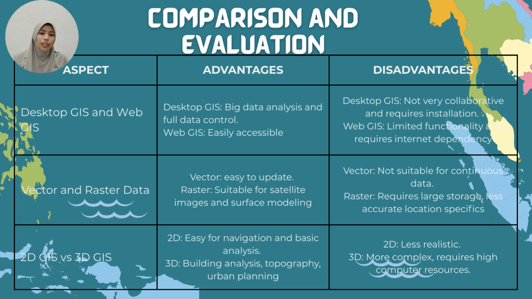And third, 2D GIS is easy for navigation and basic analysis, and 3D is for building analysis, topography and urban planning. Where the disadvantages are 2D is less realistic and 3D is more complex, requiring high computer resources.